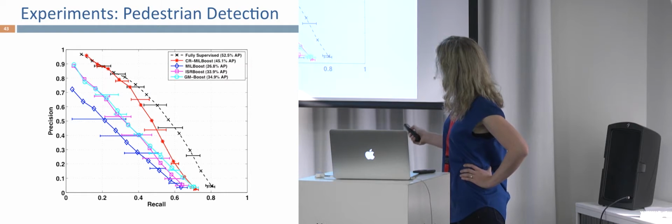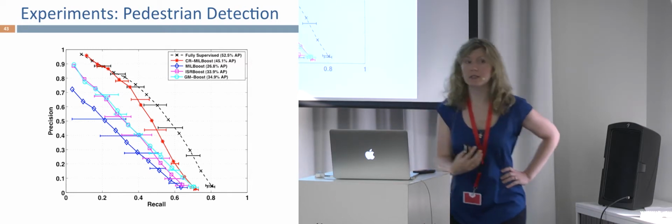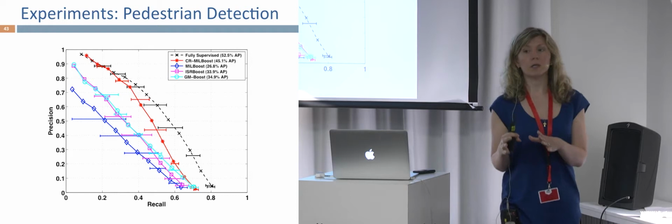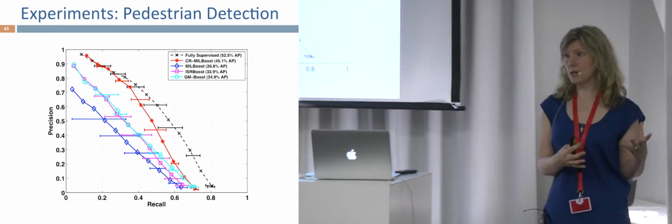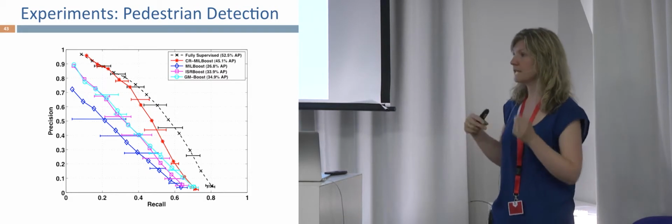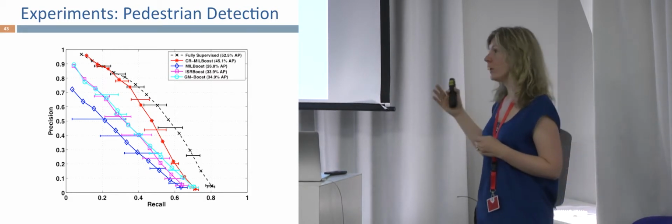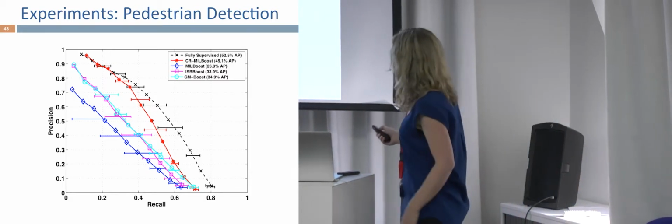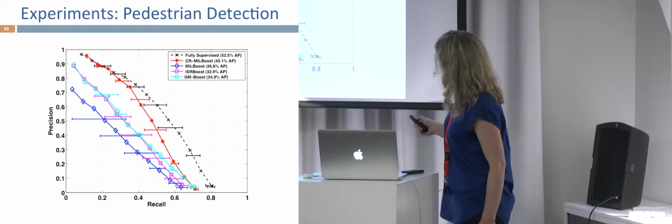But the black curve here is the performance of a fully supervised classifier. That's a classifier where we knew the bounding boxes for all of the training examples. So we did the hard work of labeling just to see how well that would perform. And the red curve is our method, CR-MIL-boost.